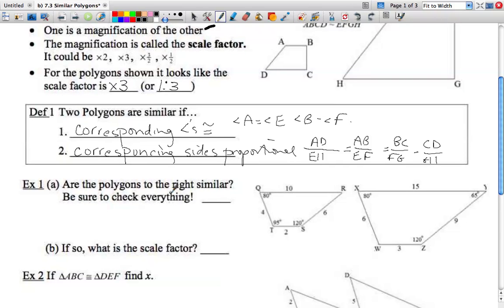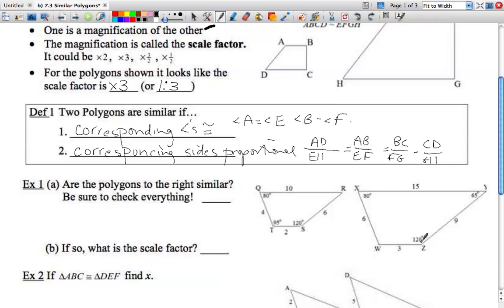Are these polygons similar? Be sure to check everything. Okay, well let's check the angles. Let's see, I see an 80 and 80. I see a 120 and 120. I see a 65 here. Uh-oh, but I don't have anything here. But if you remember, the quadrilaterals add up to 360, so do the math out.